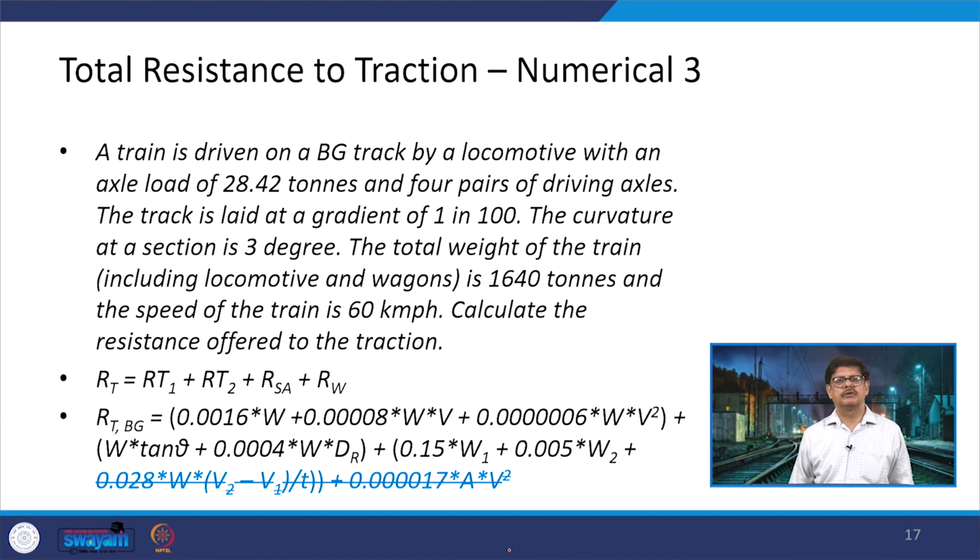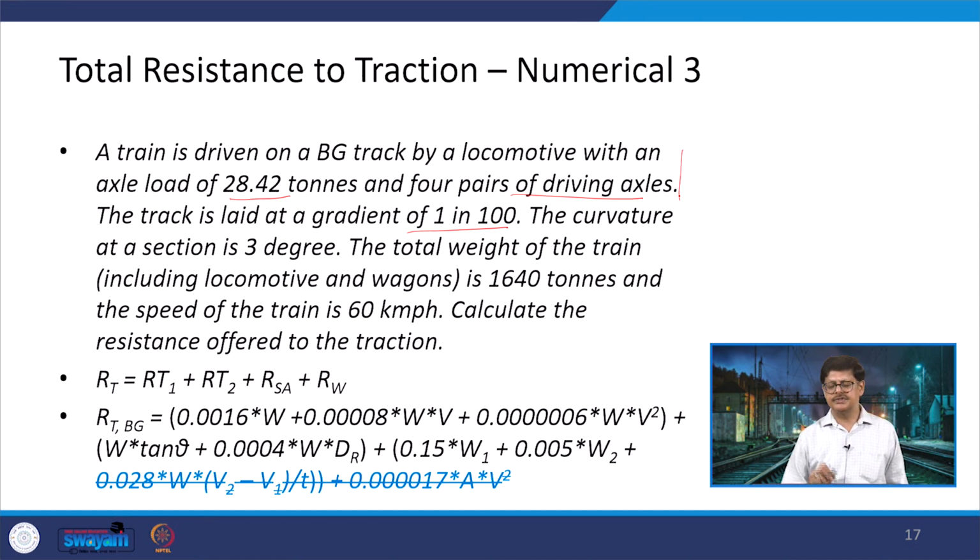Now, let us look at one of the numericals on the basis of this overall condition. Here it says the train is driven on a broad gauge track by a locomotive with an axle load of 28.42 tons and 4 pairs of driving axles. So, a bit different condition, 4 pairs of driving axles have been given and one axle load is 28.42, it means now the combination is 28.42 into 4. It is laid on a gradient of 1 in 100. So, the resistance due to gradient is there.